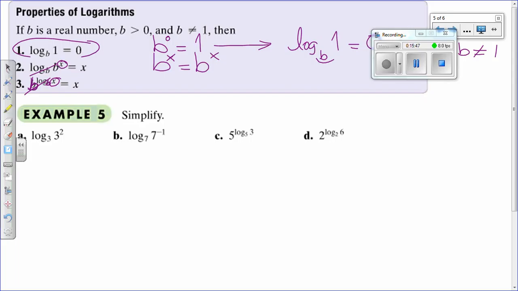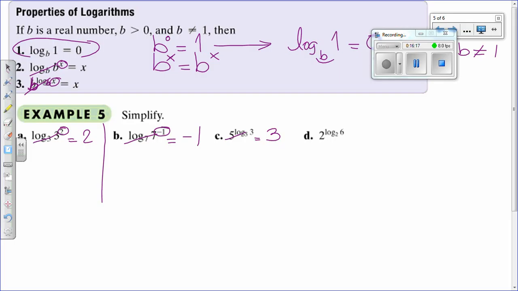So we're taking the log of 3 squared base 3. So we cancel the 3's, including the prefix, the log, and the answer is 2. That's it. Right here, we cancel that, and the answer is the exponent, which is negative 1. Right here, we could apply the third rule. 5 raised to that power, log base 5, so that cancels, and the answer is 3.